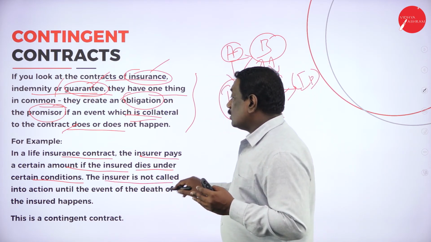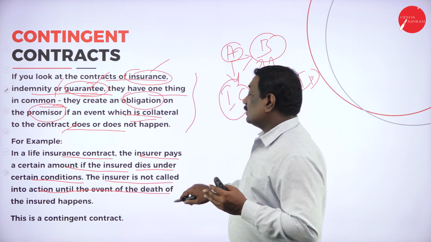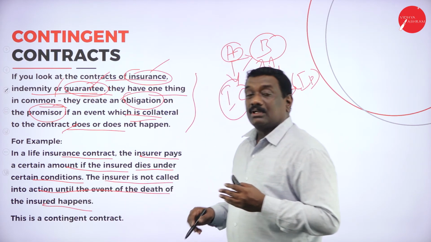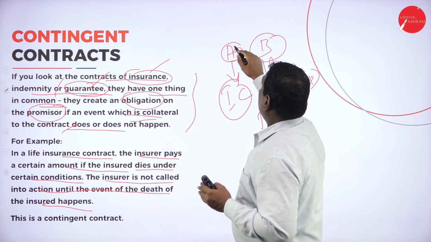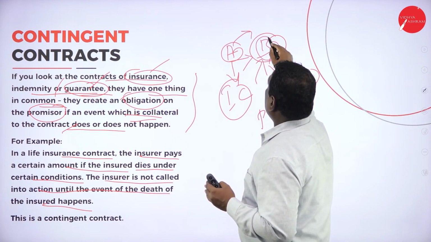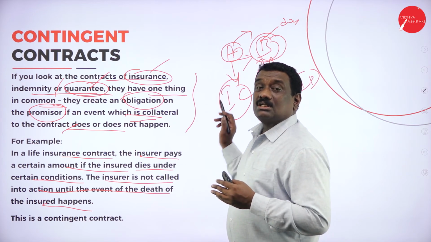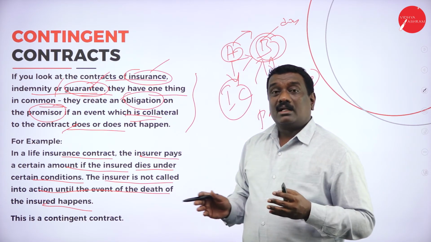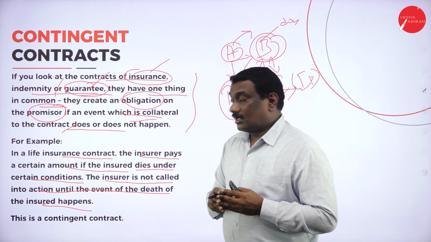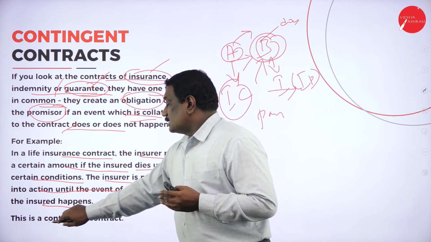The insurer is not called into action until the death of the insured happens. So here the insurance company will not come and pay B unless B dies. Until B dies, the insurer will not do that particular act. Understood? So this is a contingent contract.